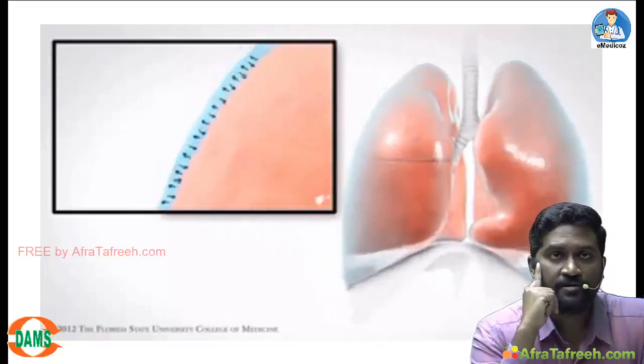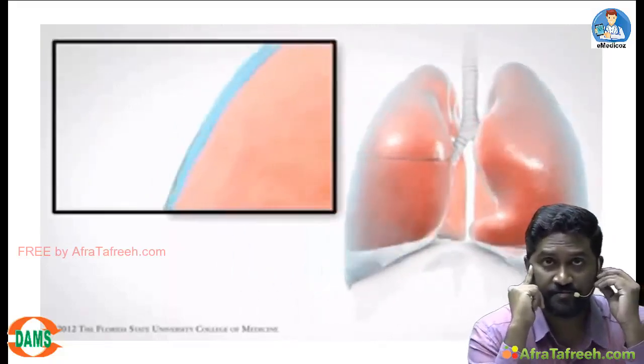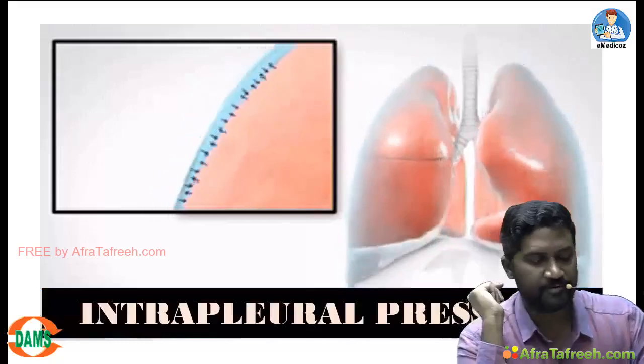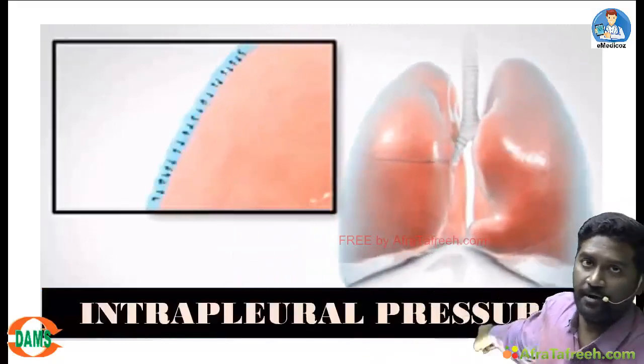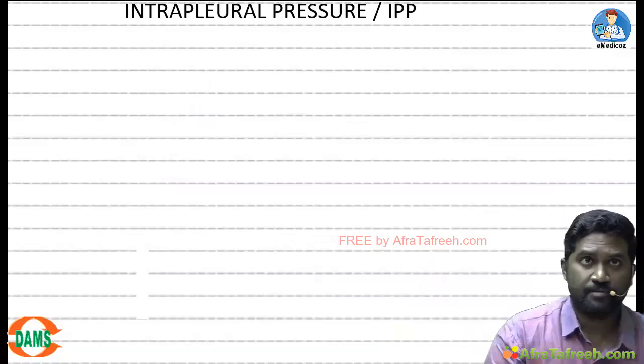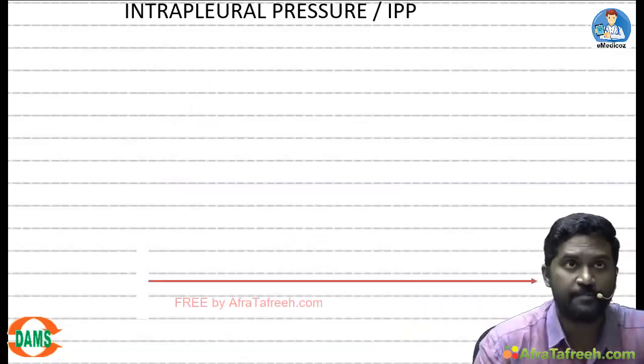Within that, a pressure is always generated. What is that pressure within the pleural space? It is called intrapleural pressure. So the first physiological concept is the intrapleural pressure. Write down intrapleural pressure, also called IPP.